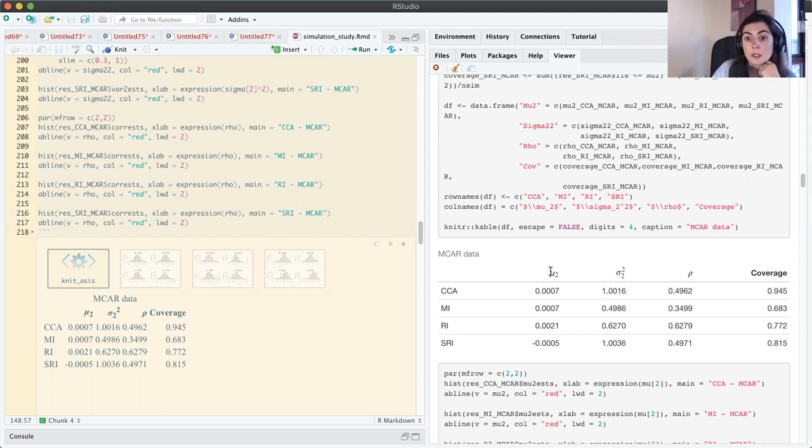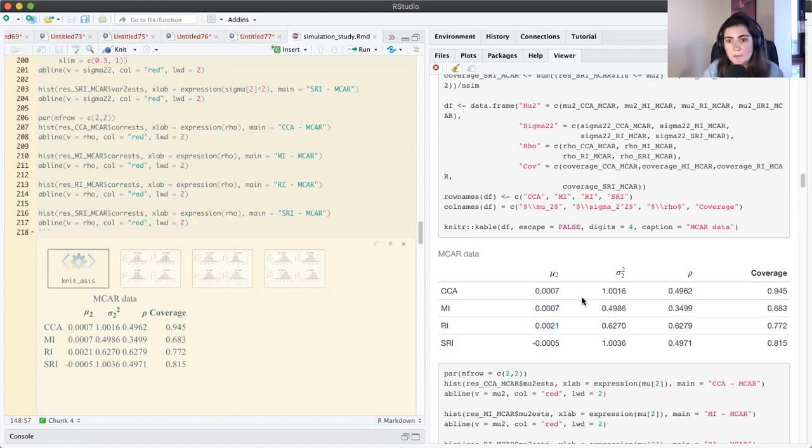And okay, let's start looking at the mean of y2. We know that the true value is 0, and all methods are able to recover it. This is the mean across the means, so we have computed 1000 means, and then we have computed the mean of these 1000 estimates, okay? They are all close to 0, and there is no surprise. We know that missing is completely at random, so complete case analysis provides unbiased estimates, mean imputation provides unbiased estimates of the mean, and also regression imputation and stochastic regression imputation. So everything good.